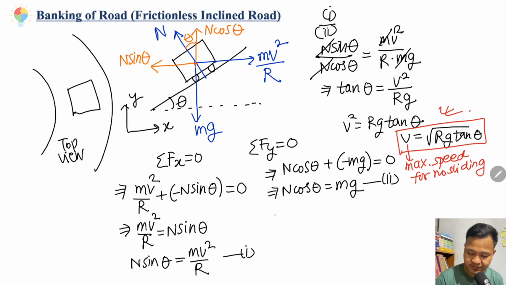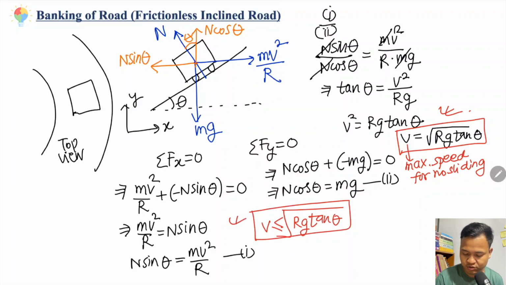So you can write here, v should be less than or equals to root over rz tan theta. Okay, so this is the actual way of writing. So here, if you have a frictionless inclined road, the condition is v should be less than root over rz tan theta.